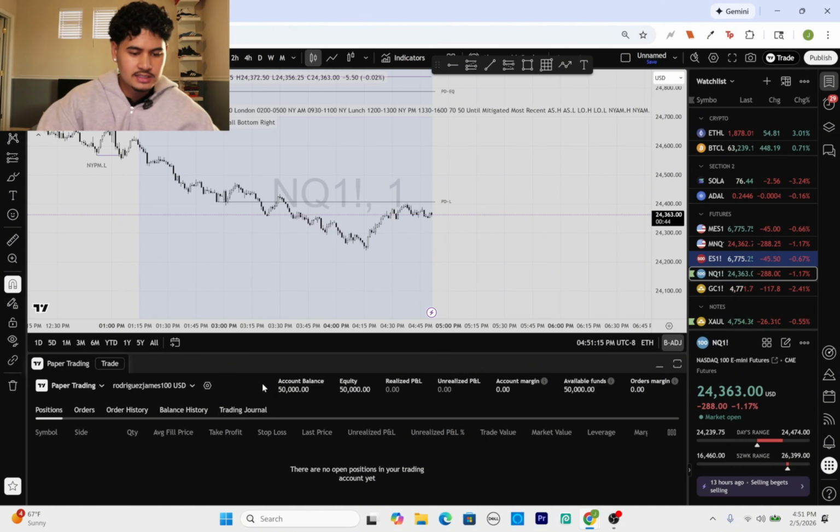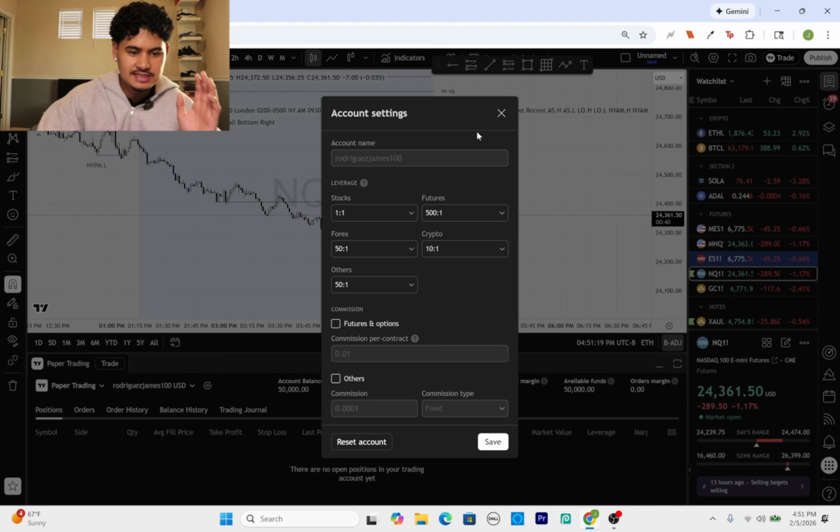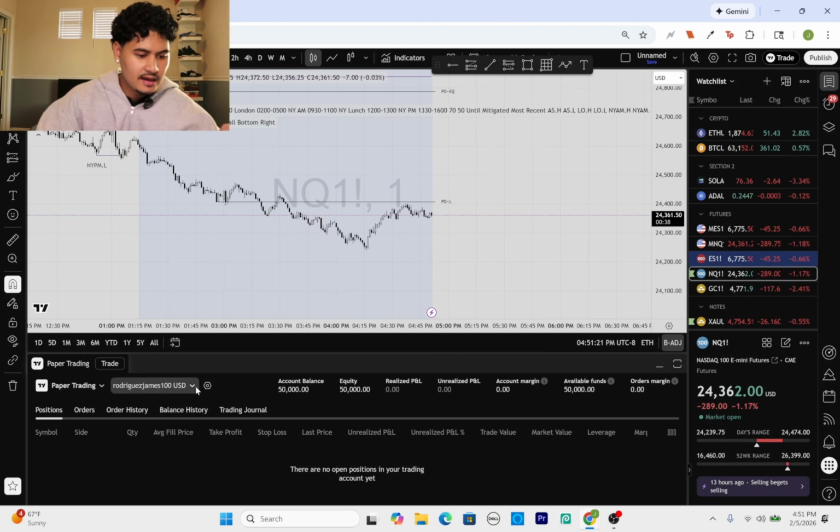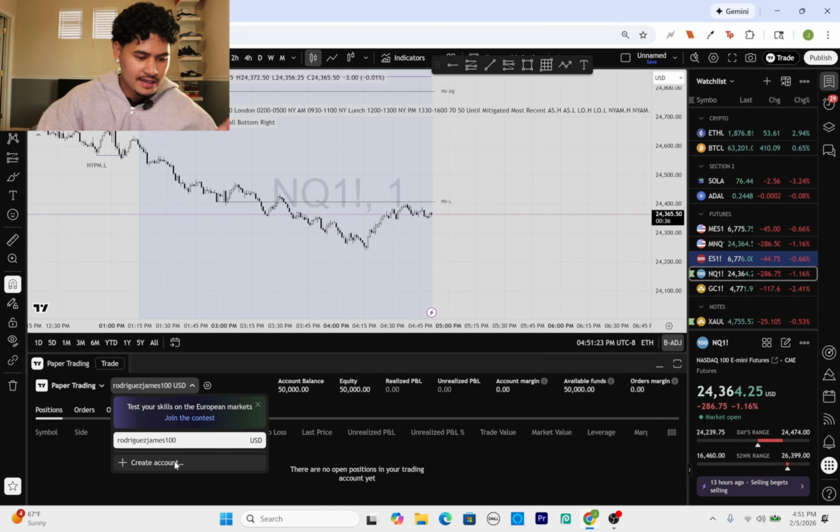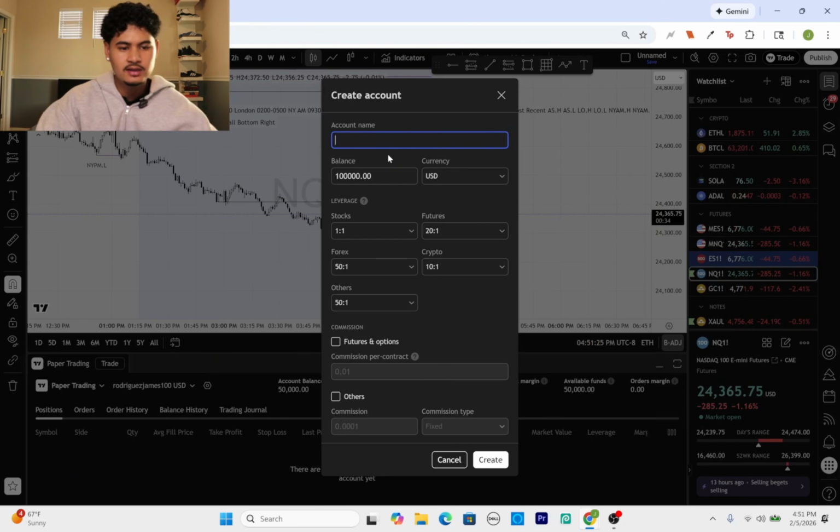So if you want to start an account, do that. And then if you want to actually set up a balance, we're going to act like I don't have a balance right now. We're going to press create account. Say this is our paper account right here. And you can set the amount of money you want for your account.